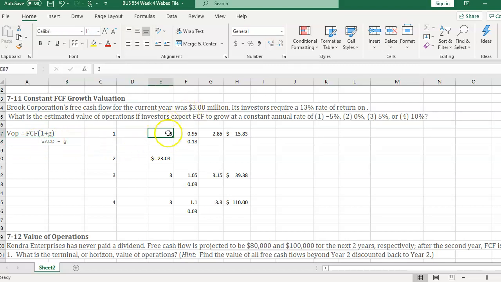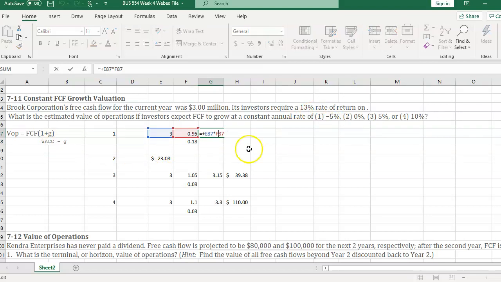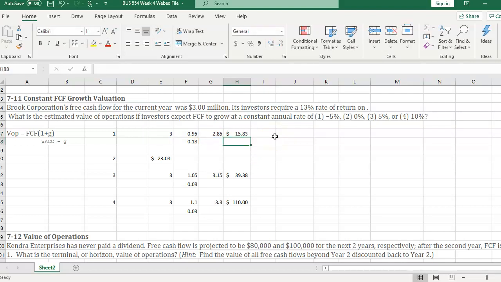This is the 3 million right here. And this is the 1 plus G. In the first one, it's a negative 5%, so 1 minus 0.05. Then we divide that by the WACC of 13. I subtract the negative, which means I'm adding back the growth rate of 18. I do the math here, and I get 15.83 as my value of operations.